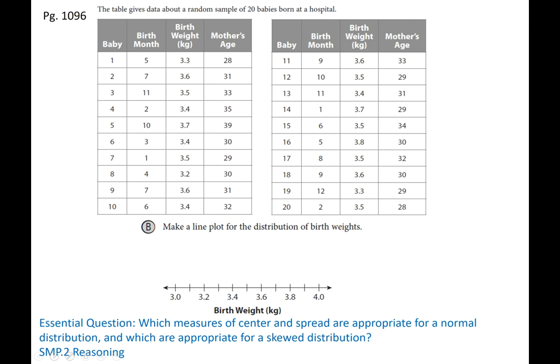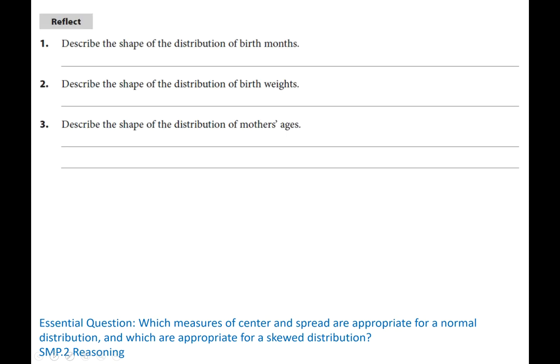Continuing on, you're going to do parts B and C on your own, and you can check that on PowerSchool. I'll have the worked out solutions for you. So we're going to jump over to the reflection questions, and I want you to answer these based on those three, describing the shape of the distribution for each different one.